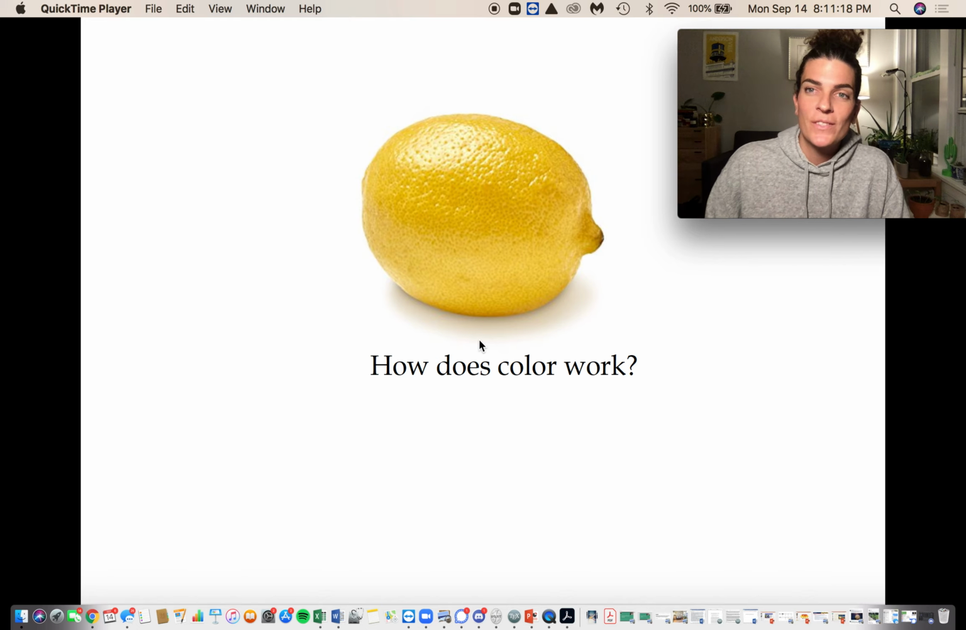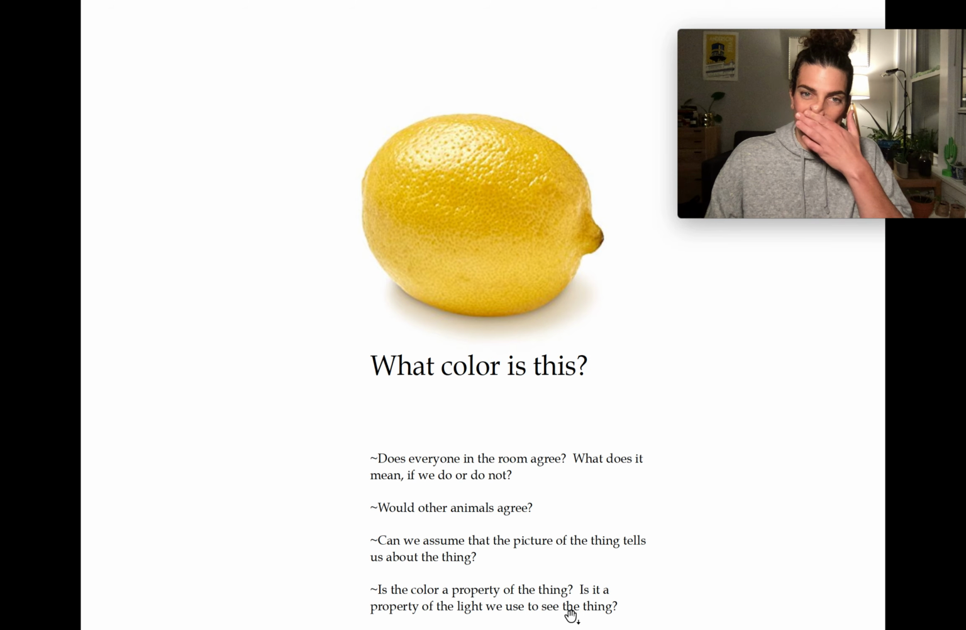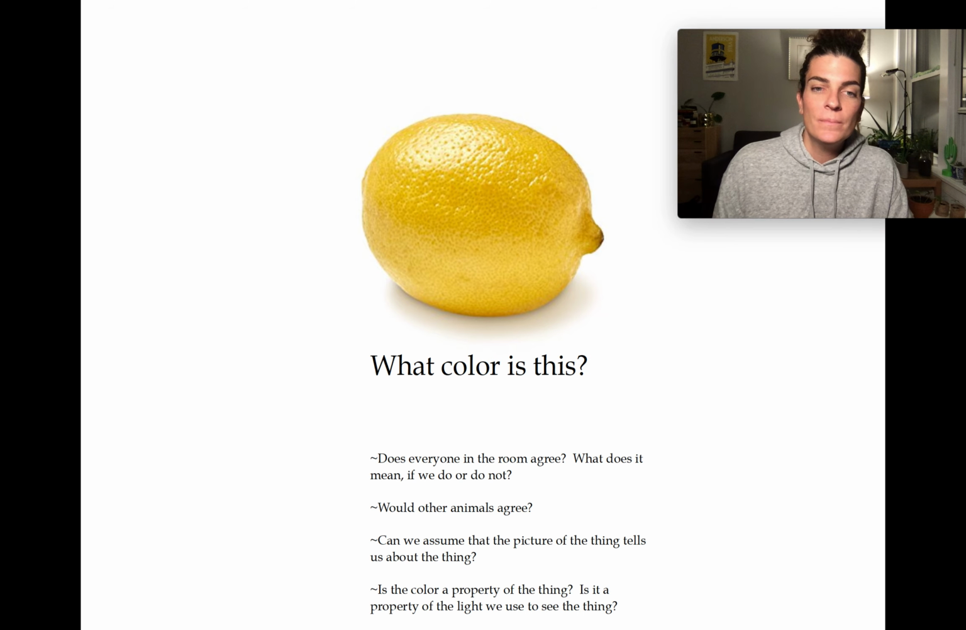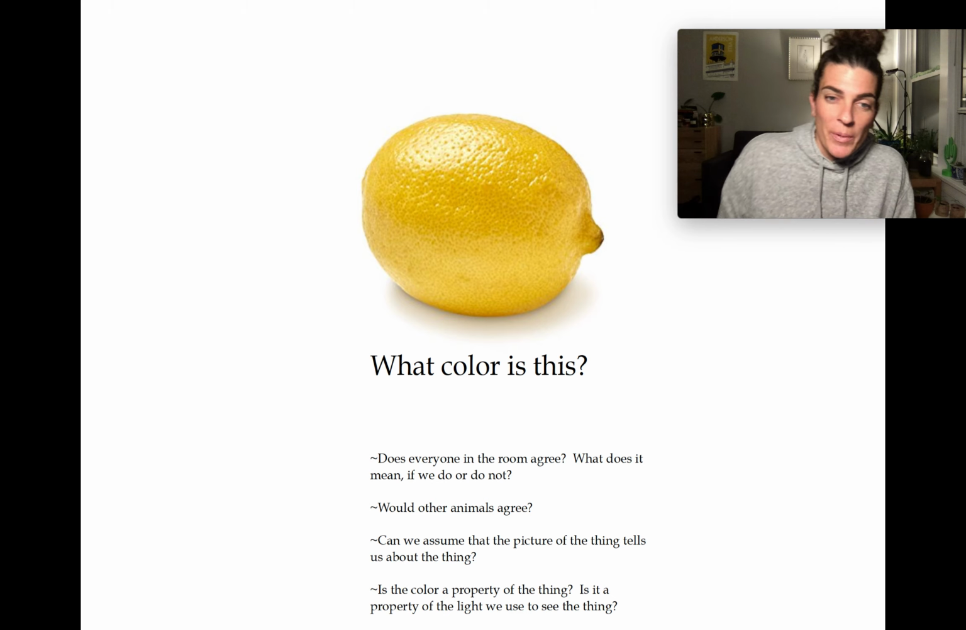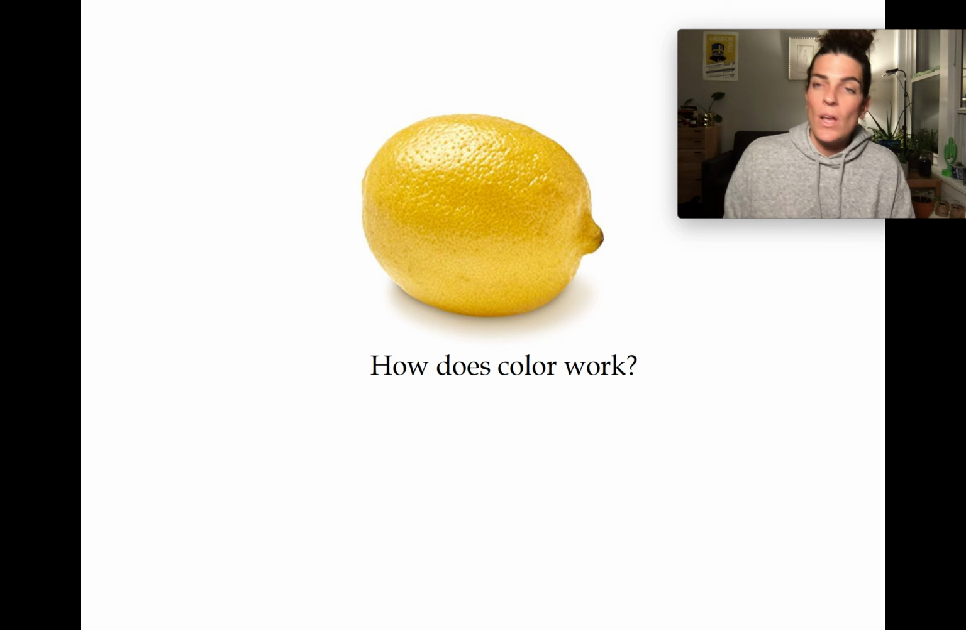Okay, sorry, we're back. I froze. So what does it mean if we do or do not agree that this is yellow? Does it mean that it's actually not yellow, or does it mean that there's some sort of subjective interpretation error? Would other animals agree that this color is yellow? Can we assume that the picture of this thing is telling us about the thing? And finally, is color a property of this thing? Is it a property of the light we use to see the thing? Is it a property of the thing itself? What does it mean for this lemon to be yellow? So how does color work?